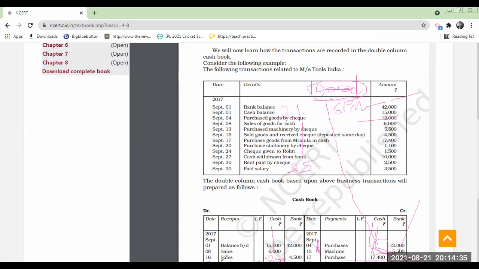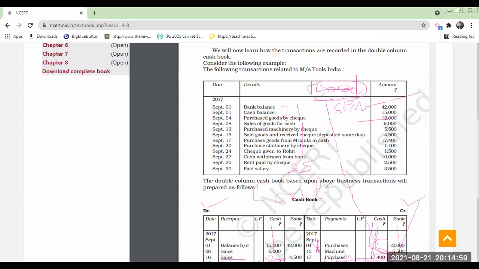Here what will you write? Here you will write bank. Here what will you write? Here you will write cash. So this is known as the same transaction, where two times you are entering: one on the debit side, second time on the credit side. So this is known as contra entry.